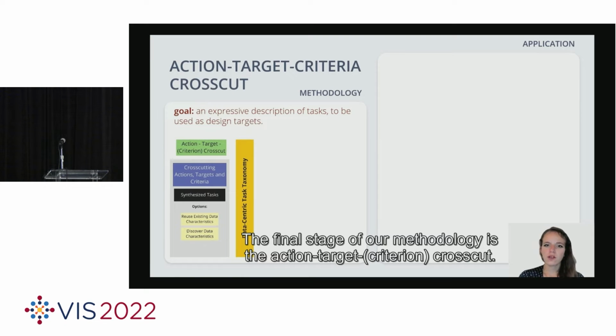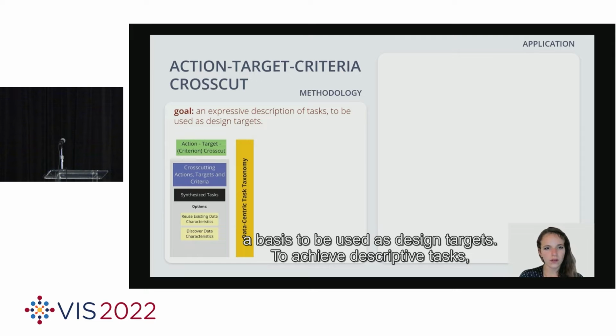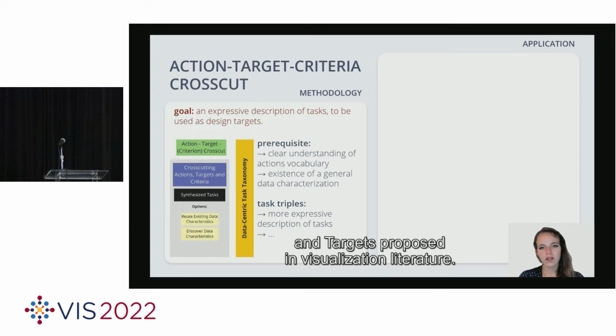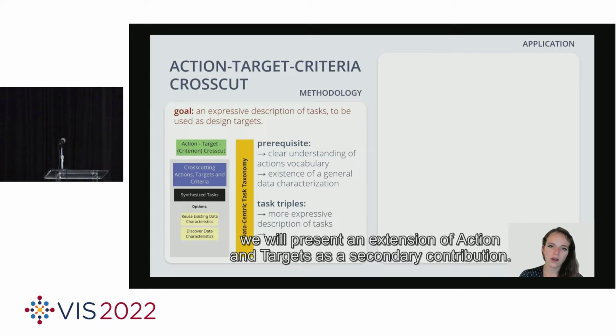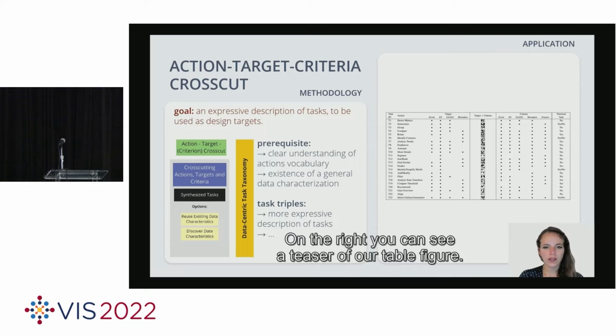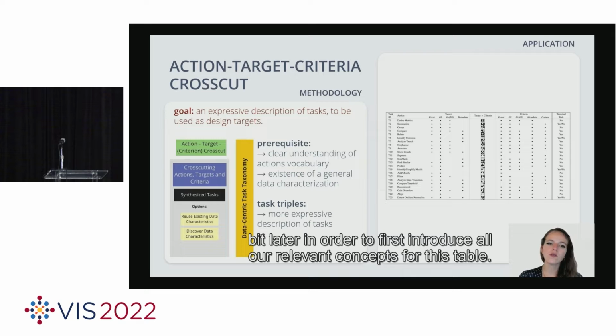The final stage of our methodology is the action target criterion crosscut. The goal here is to arrive at an expressive description of tasks as a basis to be used as design targets. To achieve descriptive tasks, we recommend to use the concept of action and targets proposed in visualization literature. Along these lines, we will present an extension of action and targets as a secondary contribution. On the right, you can see a teaser of our table figure. Its application will be presented a little bit later in order to first introduce all relevant concepts for this table.